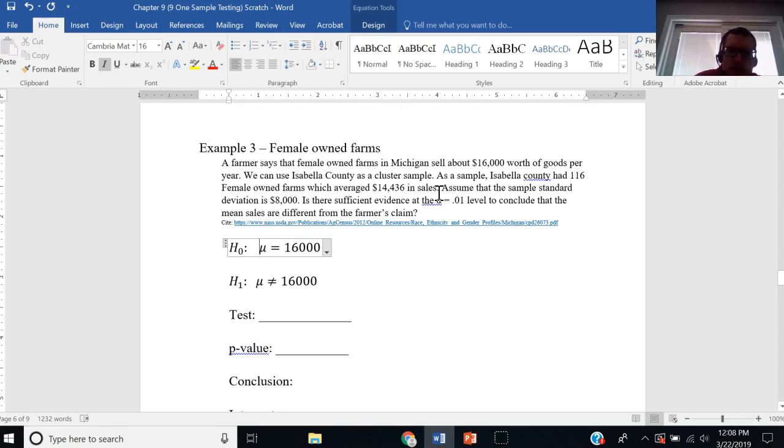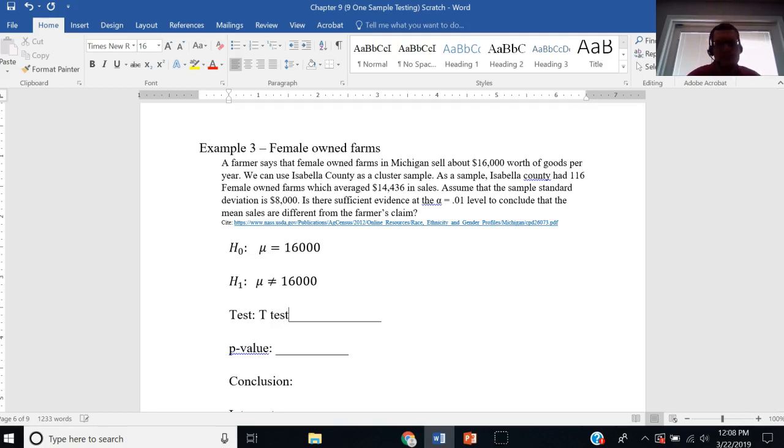Now, in this case, we're talking about averages. We have a sample standard deviation. So since we have a sample standard deviation, we're going to utilize a t-test. Again, in the real world, most of the time we don't have a population standard deviation. So most of the time in the real world, we utilize t-tests rather than z-tests. But again, you'll find some problems where we utilize the z-tests.